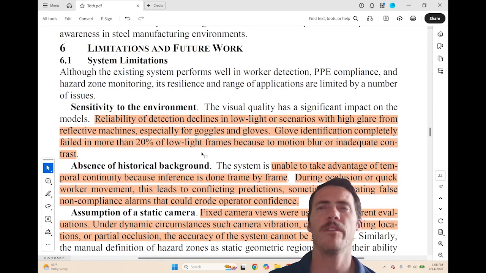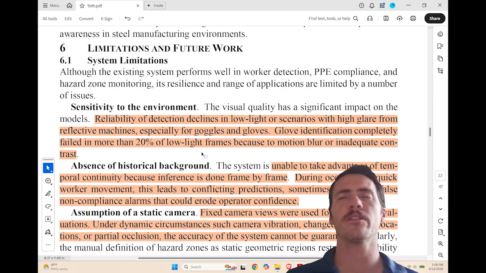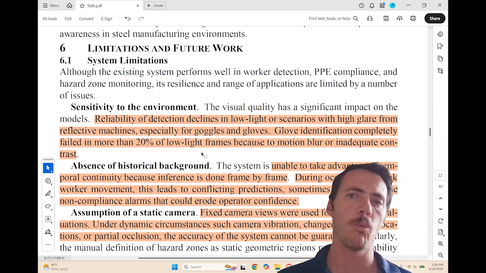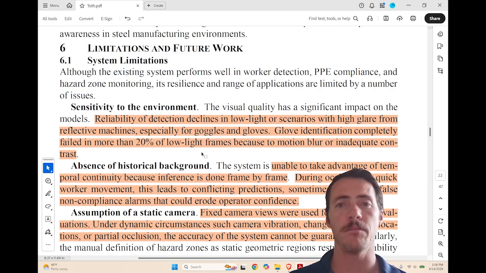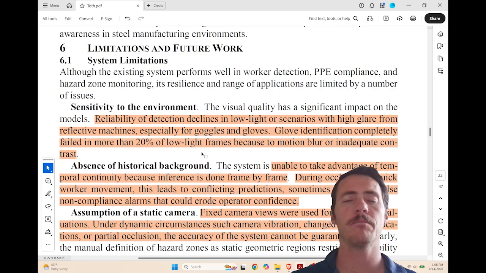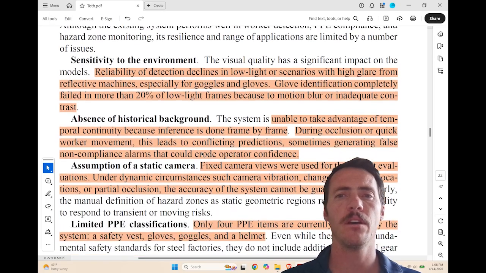And then last of all, they have some really helpful discussion about the limitations and future work, about where this could go in the future. Clearly, this is an impressive tool, even as it is, but it does have some limitations that I think it's wise that they point out.